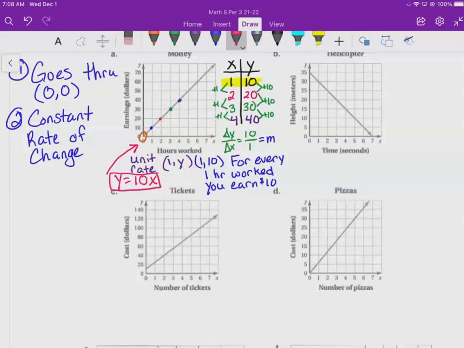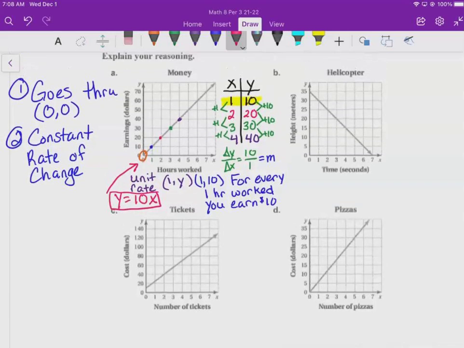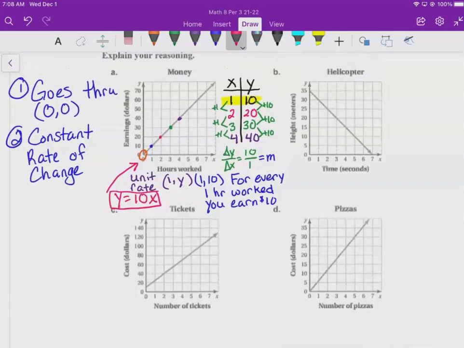All right. If that doesn't help, that's okay. That was a lot to go through. So two things. One, it has to go through 0, 0. Two, it has to have a constant rate of change. Constant rate of change is just our m.